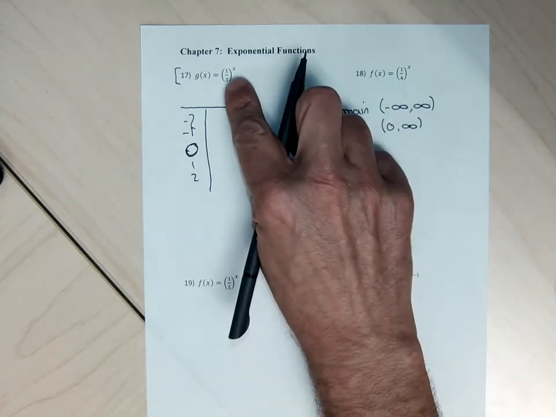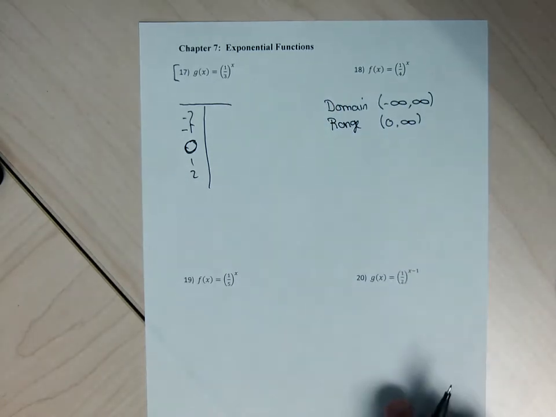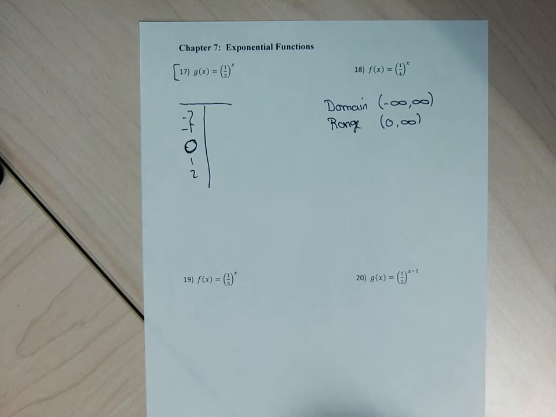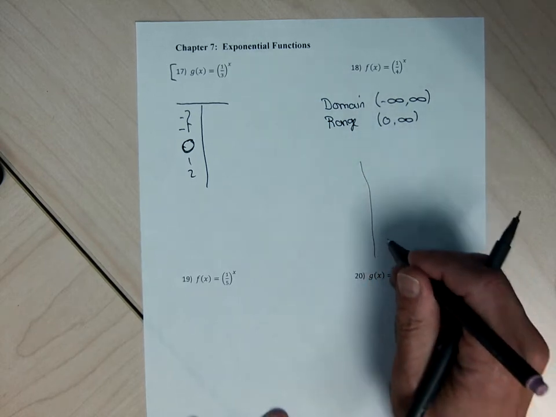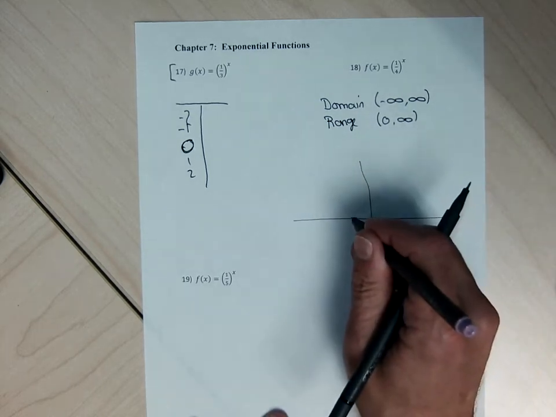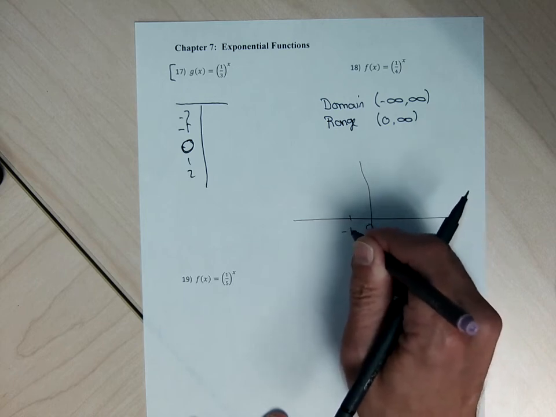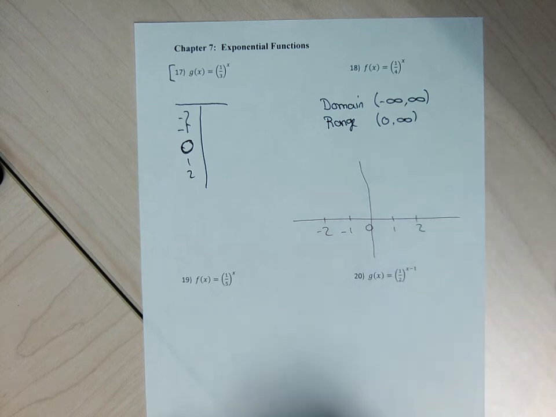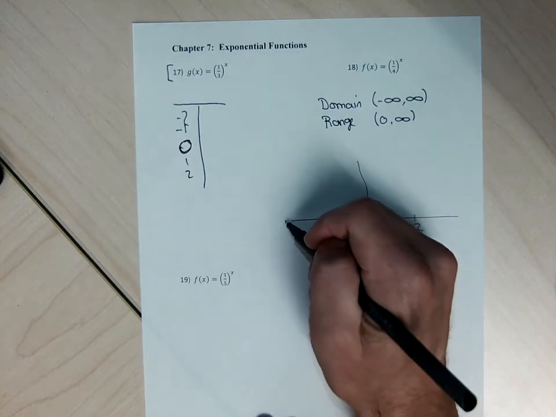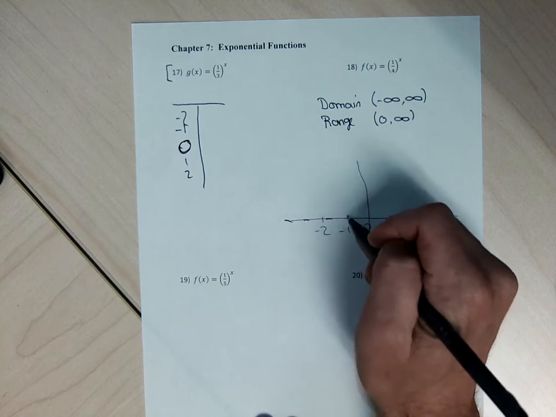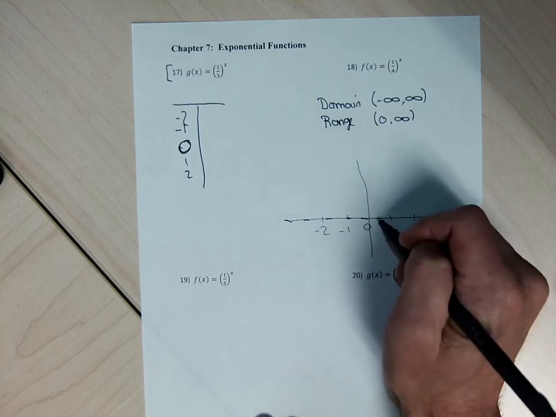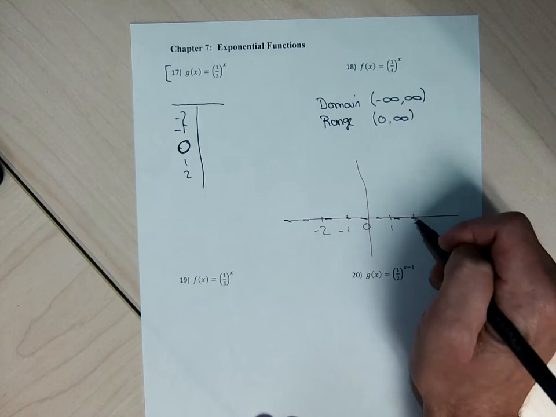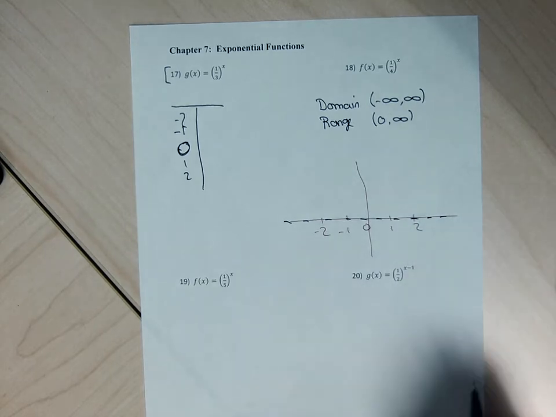When the base is a fraction, the graph goes backwards, meaning it gets high on the left side, low on the right side. So let me get my table graph started here. On my x-axis, I need 0, -1, -2, +1, and +2. The bottom of this graph is going to be the y-axis, so I'm going to make a dashed horizontal line, and that just signifies that the graph is going to get real close to this, but it's not actually going to touch it.